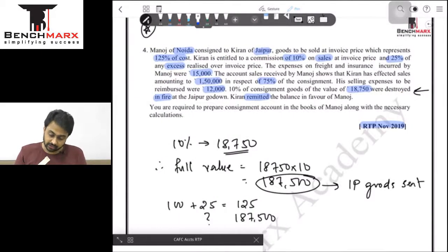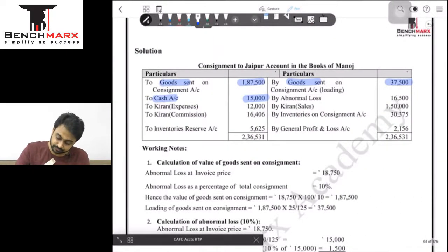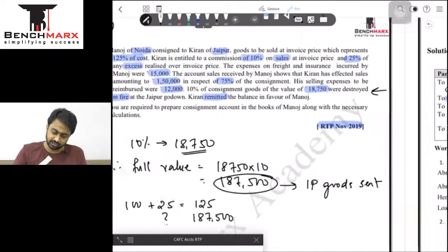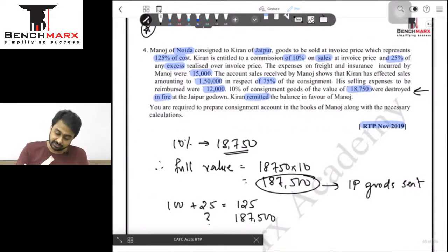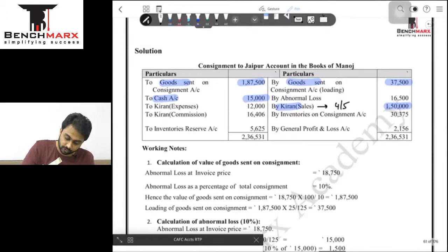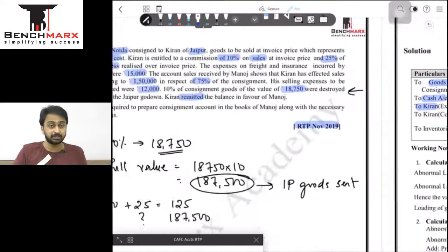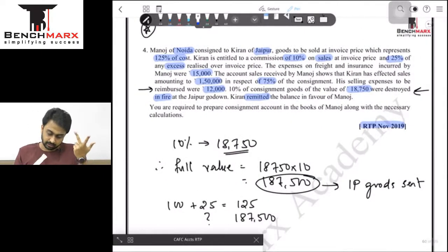Account sales showed that Kiran has effected sales of 1,50,000, so it is by Kiran 1,50,000, and this corresponds to 4/5 proportion of the goods sent for 1,50,000. Okay, we will move ahead. And his selling expenses are 12,000, this line. That is consignment account debit to consignee, that is to Kiran for expenses, that has come here for the amount spent by him. Three things are left: stock, abnormal loss and commission.